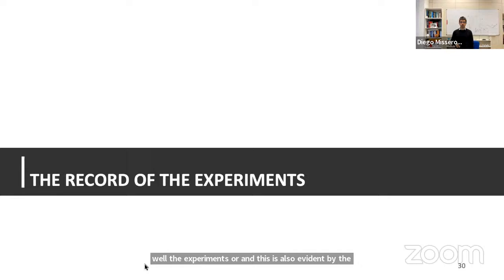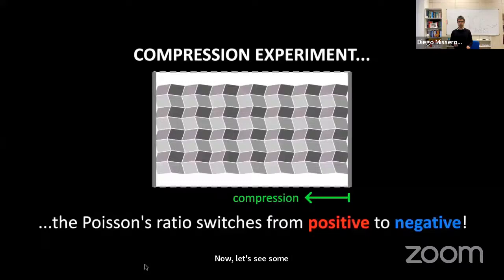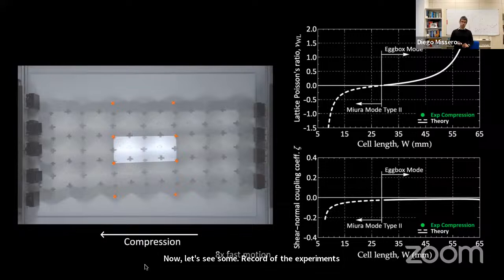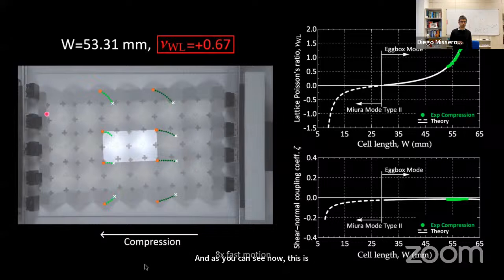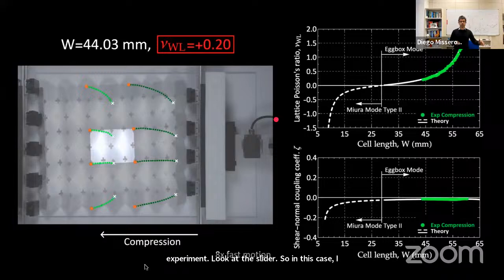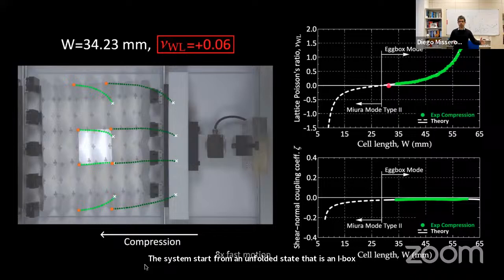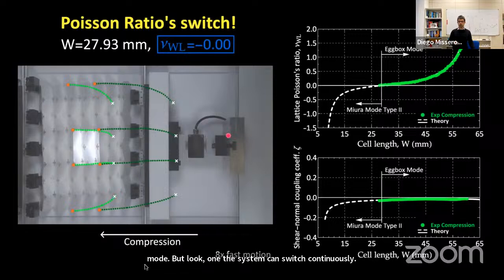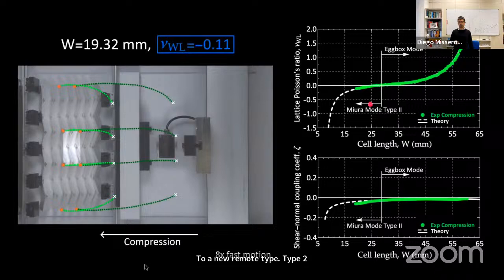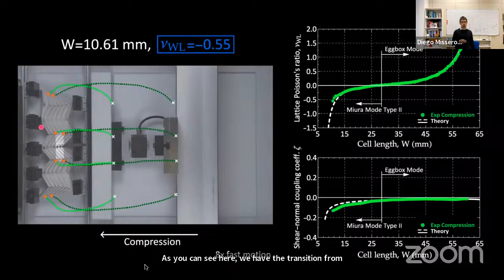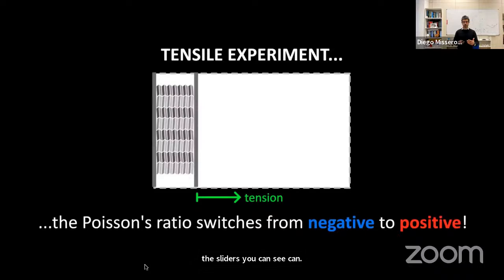Now let's see some records of the experiments. As you can see, this is a record of the experiment. Look at the slider. In this case, I would like to remark this: the system starts from an unfolded state that is an eggbox mode. But look, when the system switches continuously to a Miura mode type 2, the Poisson ratio also switches from positive to negative. As you can see here, we have the transition from positive Poisson ratio to negative Poisson ratio, and the sliders, you can see, allow this free deployment of the tessellation.